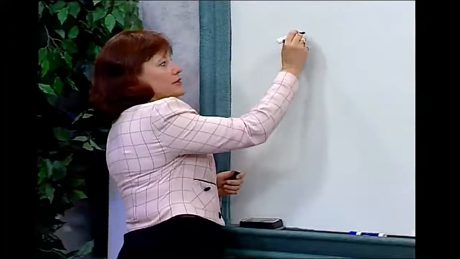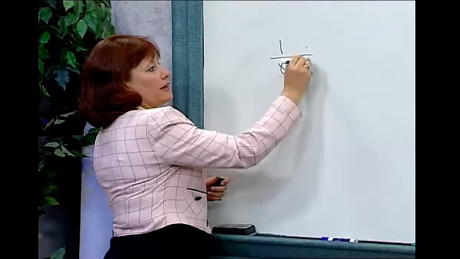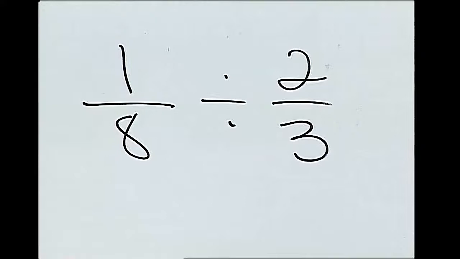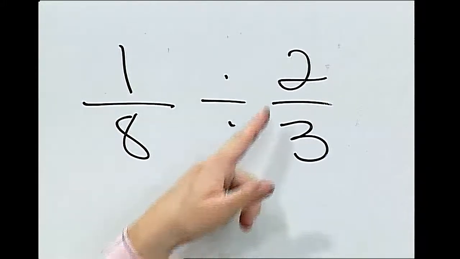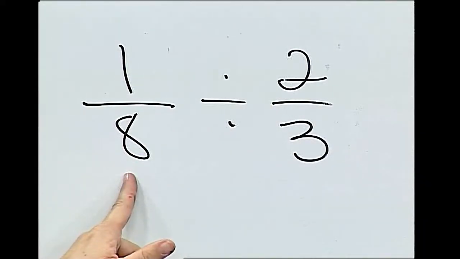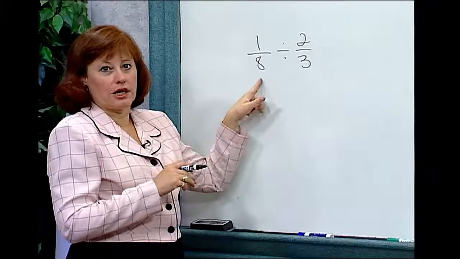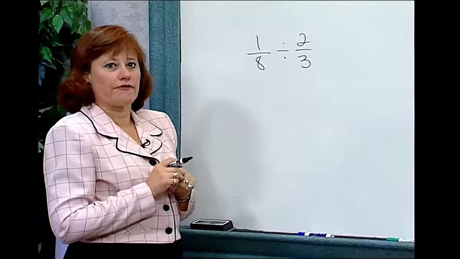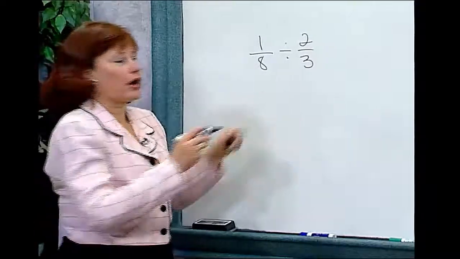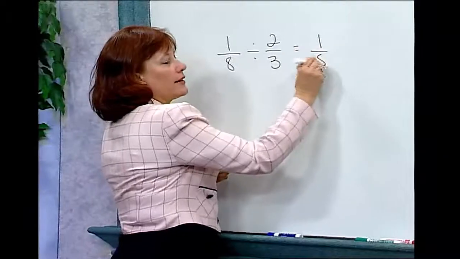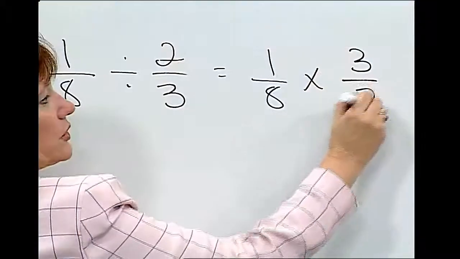Let's look at the problem 1/8 divided by 2/3. Many students are tempted to immediately start canceling to reduce the problem to smaller terms. We never want to do that. We never cancel across a division sign. You want to invert and multiply first. When I'm doing this problem, I will write 1/8 times 3/2.